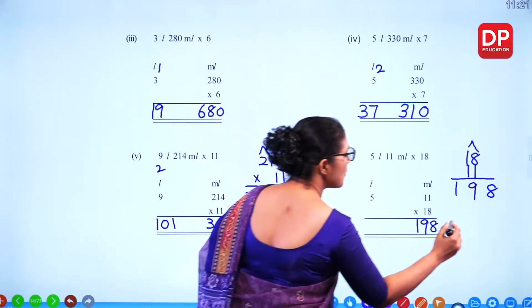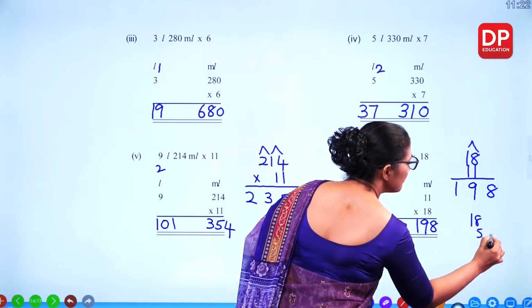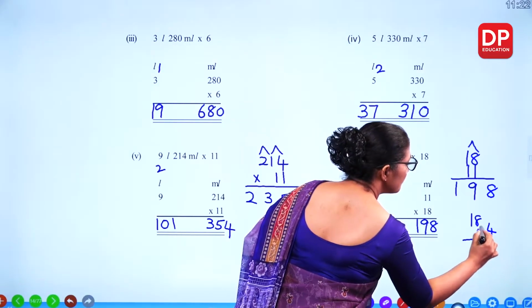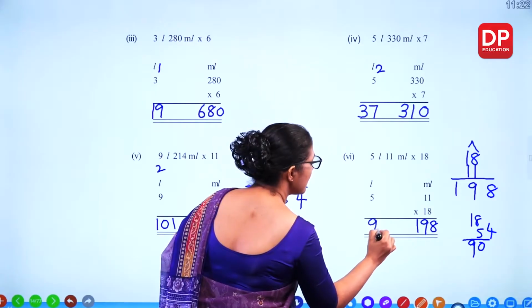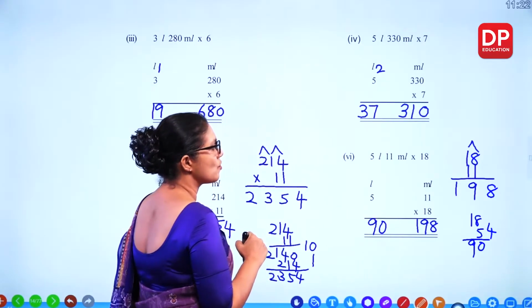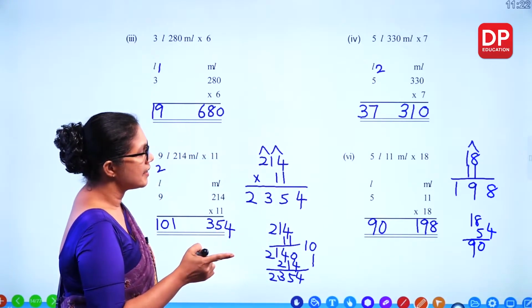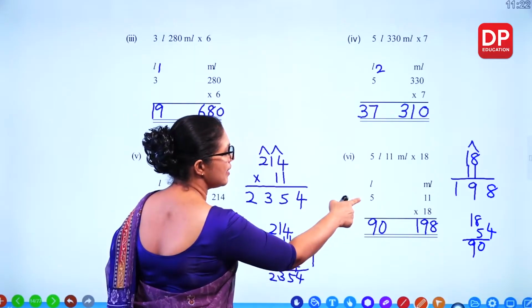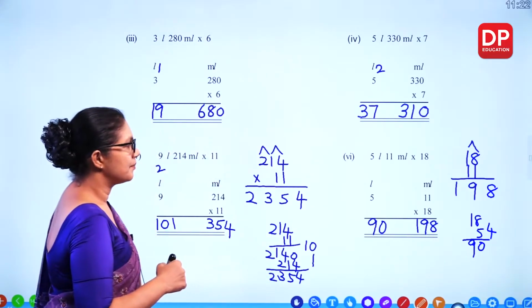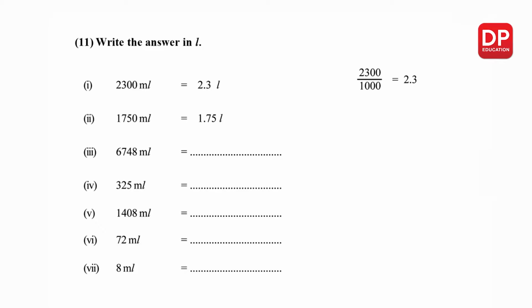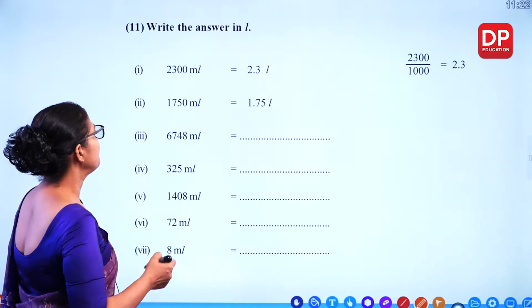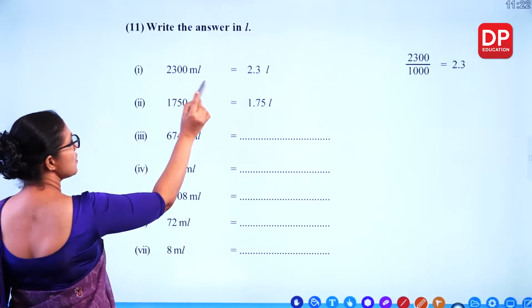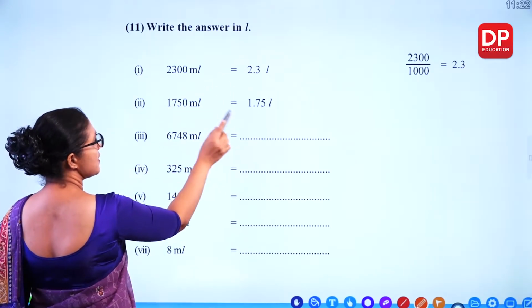18 times 5 now. 90. So 198. And then here 90 liters. Write the answer in liters. What you do? Divide by 1000. So divide by 1000, 2.3, 1.75.